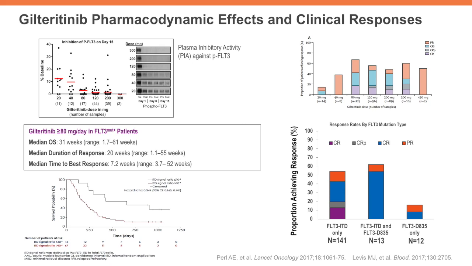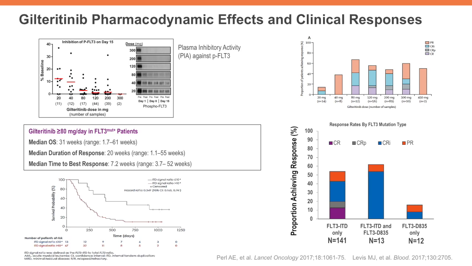There was a relatively low rate of response in patients who only had FLT3 D835, and it's not clear if this relates to the frequency of that mutation or just something about these patients. It also may reflect how the D835 mutation alone could be a weaker oncogene than the FLT3-ITD mutation.